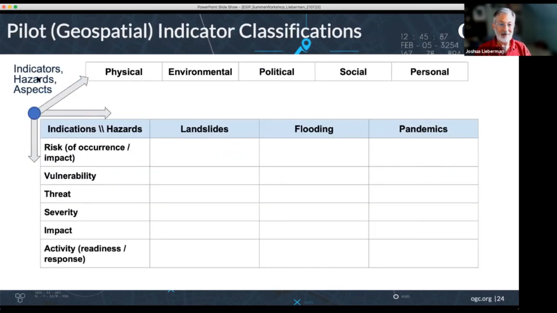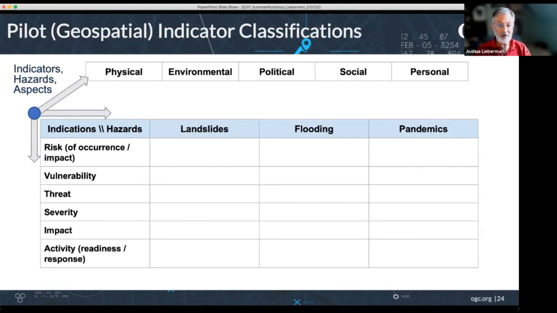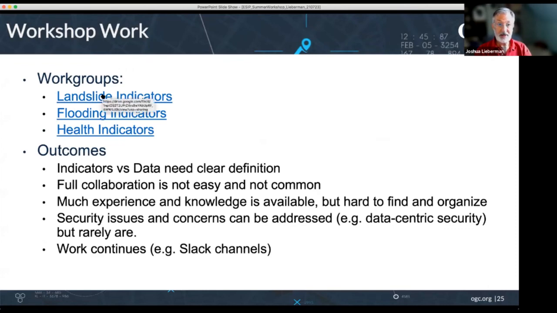So these are the indicators, hazards, and aspects that I went over before. We presented people with this and said, what would you put in some of these cells? What for pandemic vulnerability would be a good indicator of a political aspect, social aspect, and so on. So we went through for two days in three groups, landslides, flooding, and pandemics groups, and tried to fill some of this in. We have some spreadsheets that have been developed, and they're available to look at and comment on, but we will continue to improve that method of collaboration to work on these three categories.